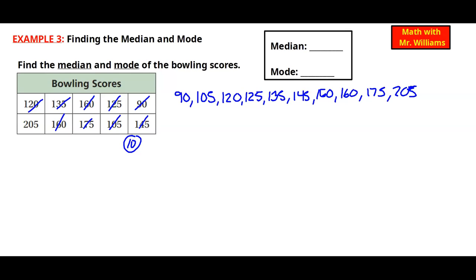So let's go ahead and find the 2 in the middle. So we know that there's 10. So let's go ahead and find the first 4 on either side. 1, 2, 3, 4. 1, 2, 3, 4. And here are 2 numbers in the middle.